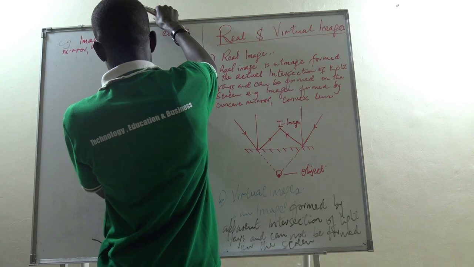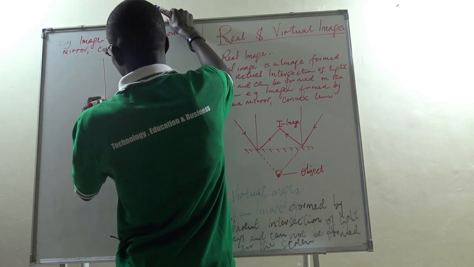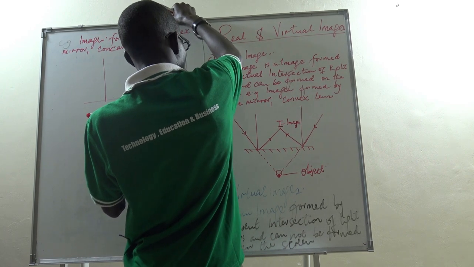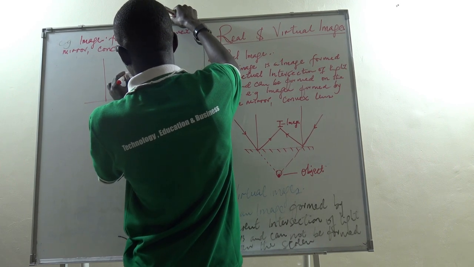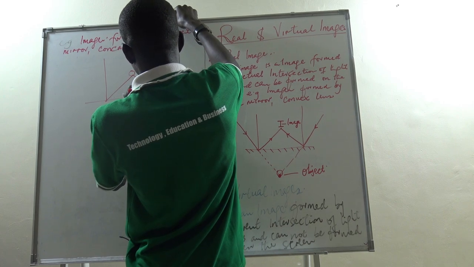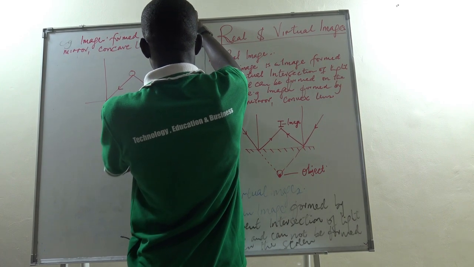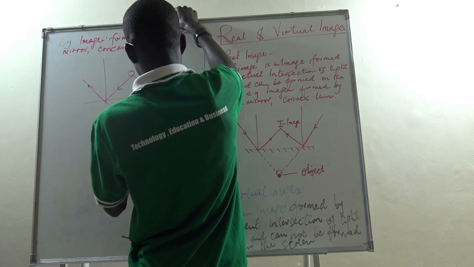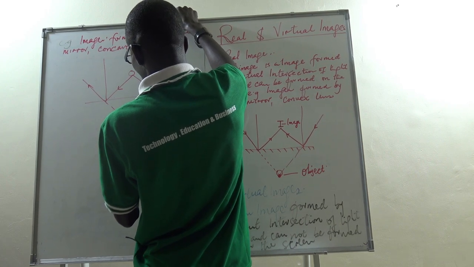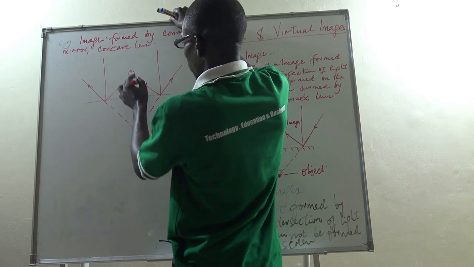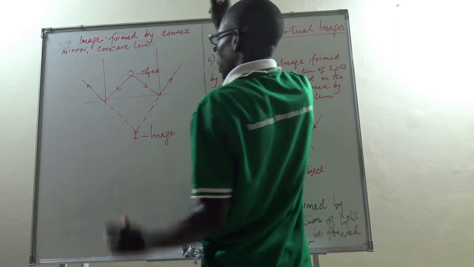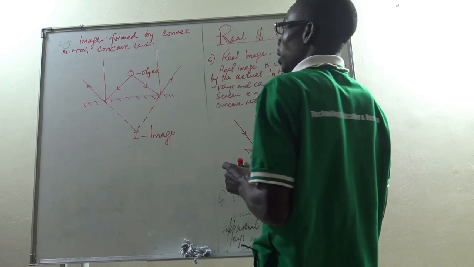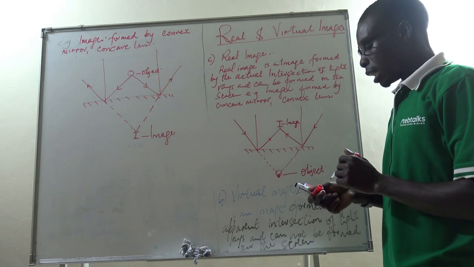So how do we illustrate that? I can have this if I have my object here. Light rays will come here and be reflected to this other side, but will appear to be coming from this side. Where the two meet, that is where our image is formed, where this is our object. Is that okay? That is the formation of a virtual image in a plane mirror.